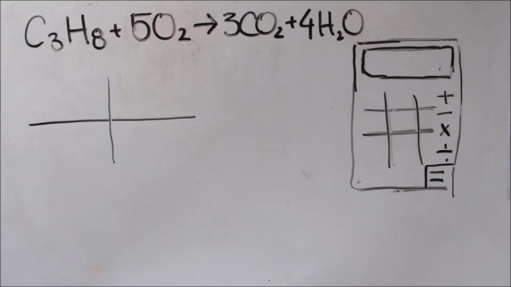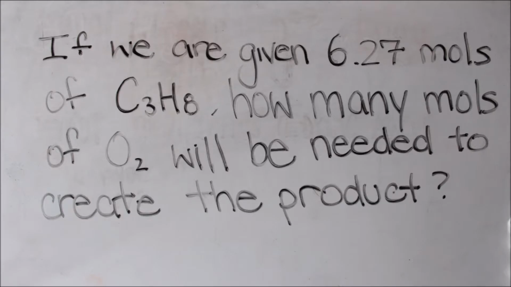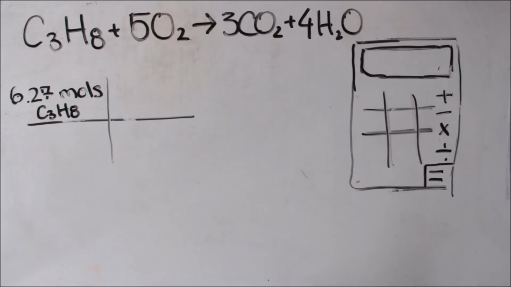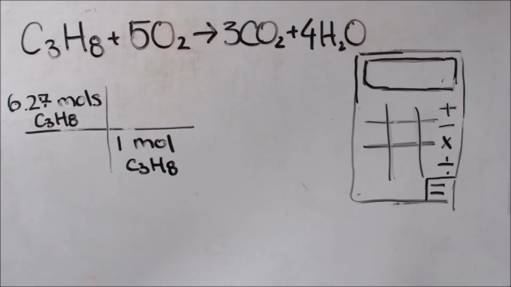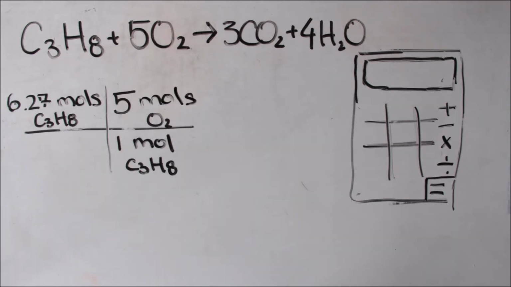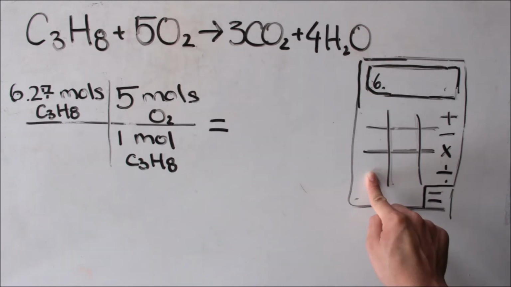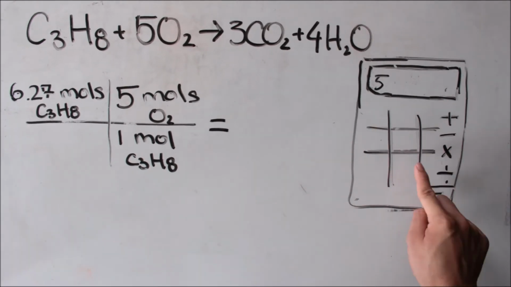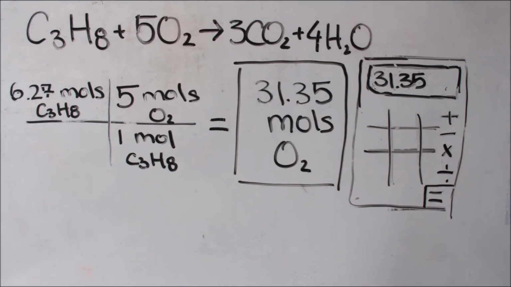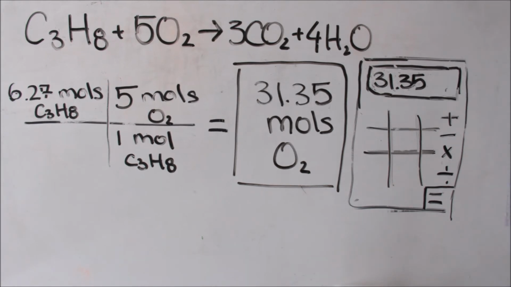Let's move on to a longer problem. We are given an equation, C3H8 plus 5O2 yields 3CO2 plus 4H2O. If we are given 6.27 moles of propane, how many moles of oxygen will be needed to create the product? We are given 6.27 moles of propane, and for every mole of propane, there are 5 moles of oxygen. Now, multiply the top 2 numbers and divide by the bottom number. This gives you 31.35 moles of oxygen.